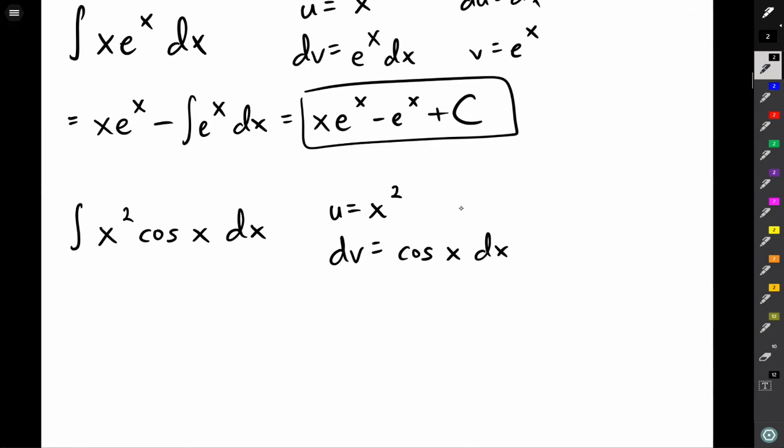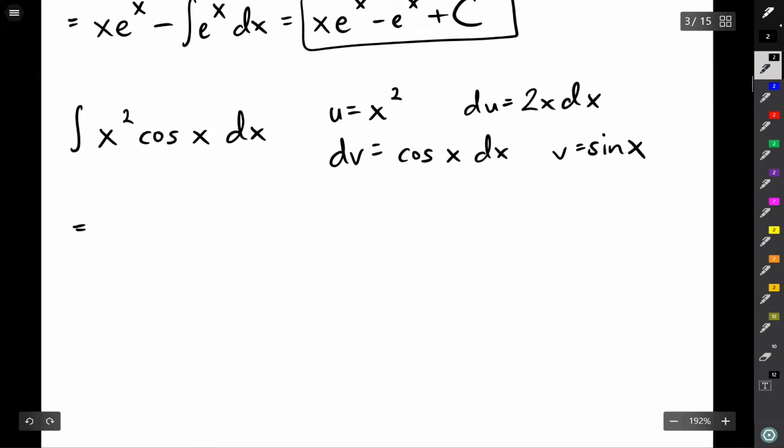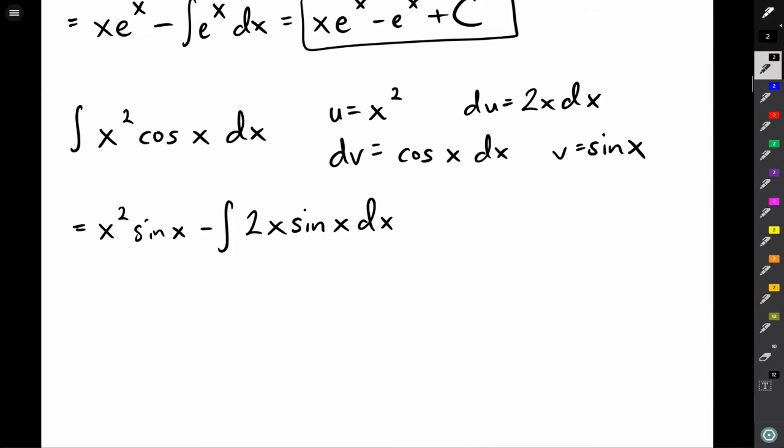So, du is going to be 2x dx. V is going to be sine of x. All right? So, this is going to be u times v minus v du. V du, 2x dx. 2x sine of x dx. Right? So if we look at this part here, x sine x, we actually still can't do that with any u substitution or any tricks we know. So we actually just have to do another integration by parts.